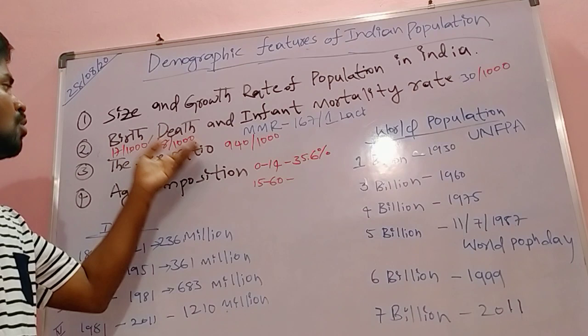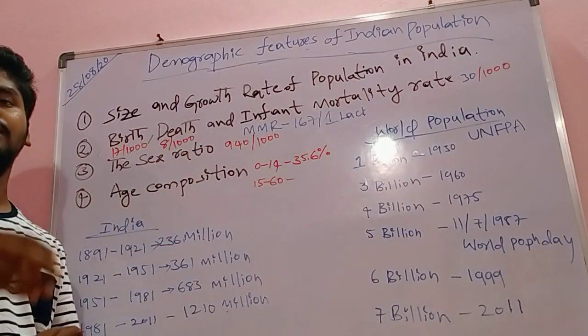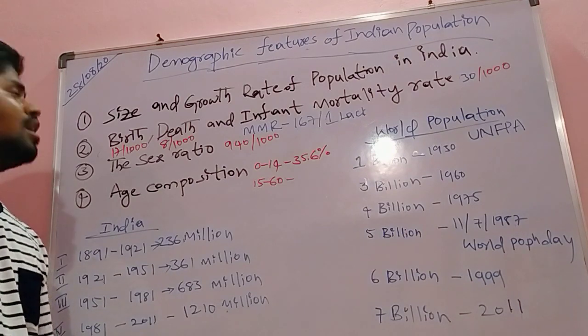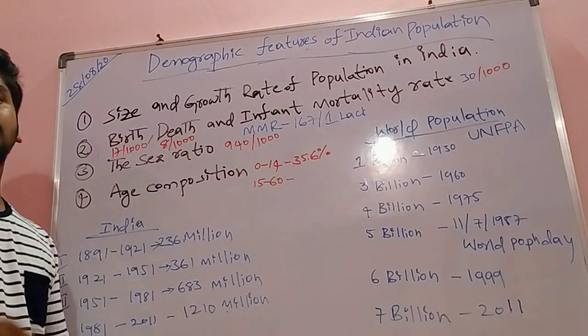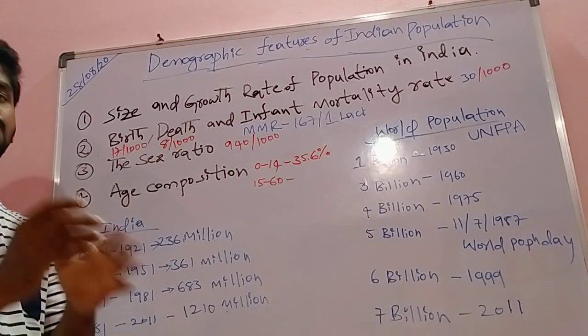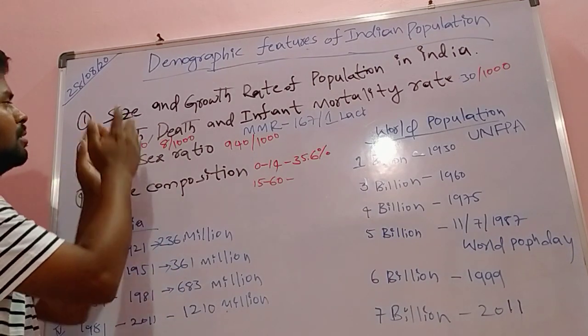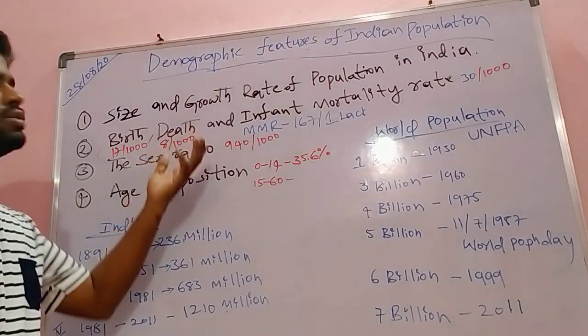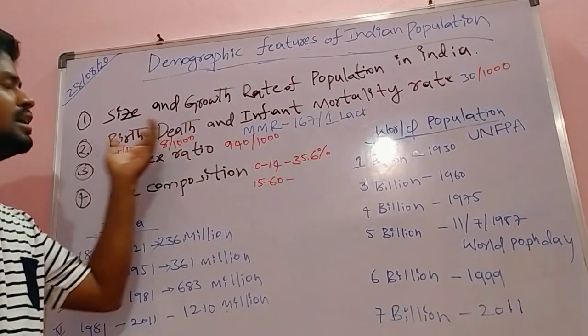Every 1000, how many people are going to die? Okay, the ratio between the birth ratio and the death ratio. Every 1,000 live births and every 1,000 deaths, the ratio is called birth rate and death rate.